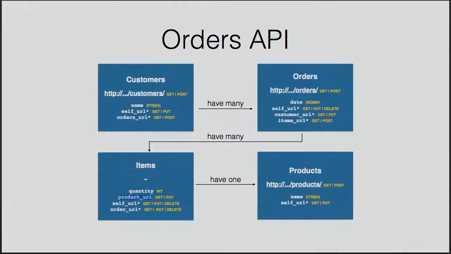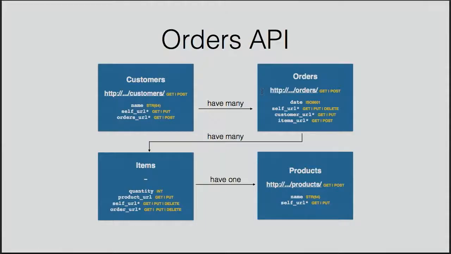So notice that for items, I did not put a public URL. So why is that? If you think about it, items really have a strong dependency to the order they belong to. So it would really make no sense to get items outside of the order they are in. So in that case, it makes no sense to have independent items, and I do not want to have a public URL.